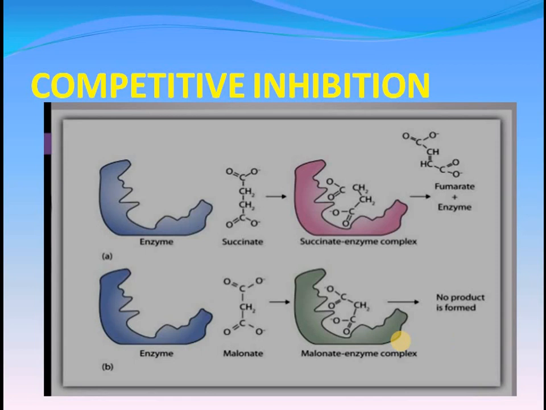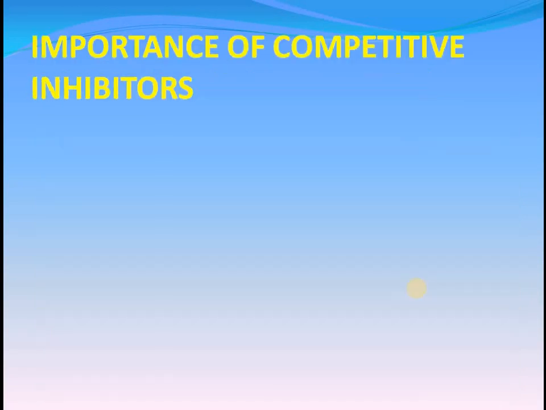An example of an inhibitor is malonate. Succinate dehydrogenase, which catalyzes the formation of fumarate from succinate, is completely inhibited by malonate. The enzyme which is used in this reaction is succinate dehydrogenase.